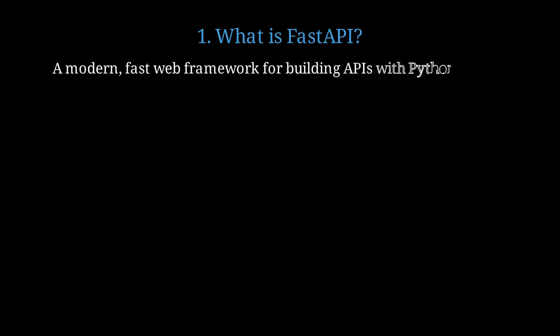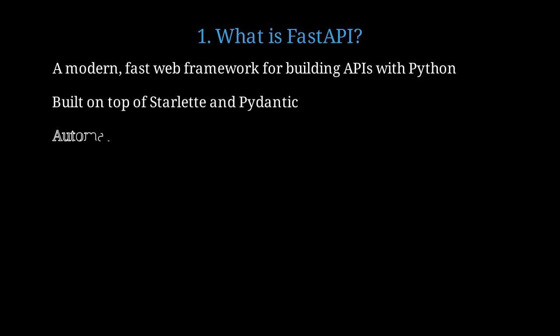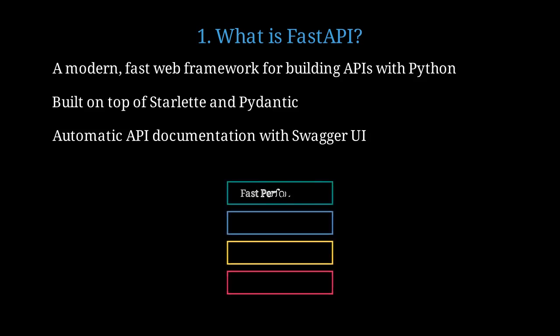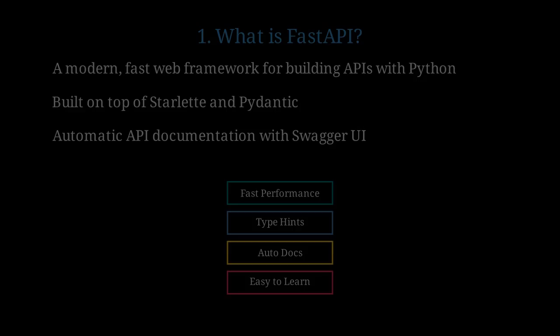FastAPI is a modern, fast web framework specifically designed for building APIs with Python 3.6 and above. It's built on top of Starlette for the web parts and Pydantic for the data validation. One of its killer features is automatic interactive API documentation using Swagger UI. FastAPI offers fast performance, type hint support, automatic documentation, and is easy to learn.